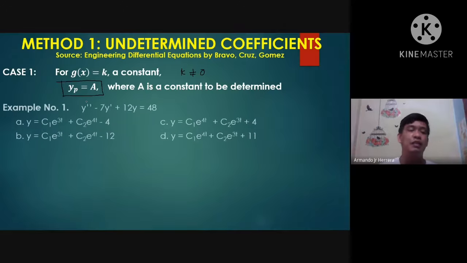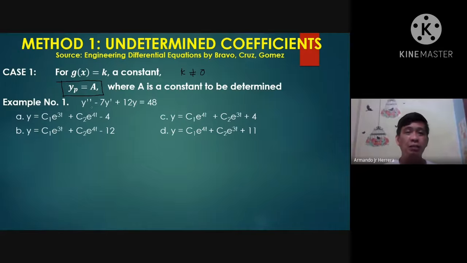So, let us try its first example. So, meron tayong y double prime minus 7y prime plus 12y is equal to 48. So, notice yung nasa right side natin is a constant. That is non-zero constant. So, this will fall under case 1. So, paano natin siya isosolve? So, syempre, yung una, kukunin muna natin ang YC kasi di ba ang solution natin, y is equal to YC plus YP. So, ano yung YC? So, let's solve for YC.